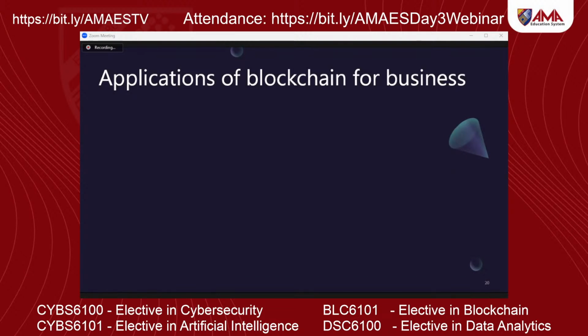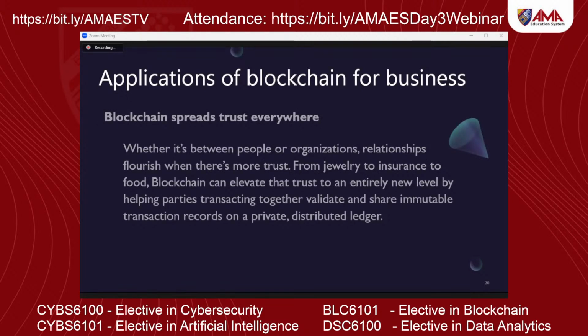Then another application of blockchain for business. Blockchain spreads trust everywhere. Okay. Whether it's between people or organizations, relationships flourish when there is more trust, from fuel to insurance to food. Blockchain can elevate trust to an entirely new level by helping parties transacting together validate and share immutable transaction records on a private distributed ledger.